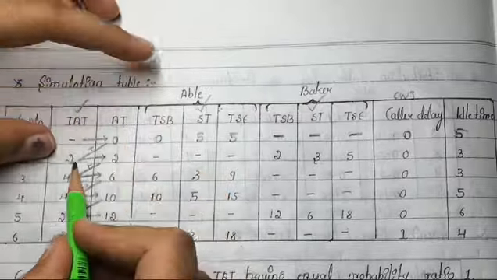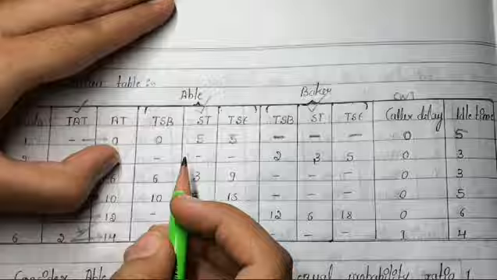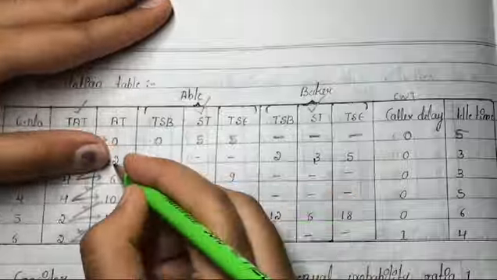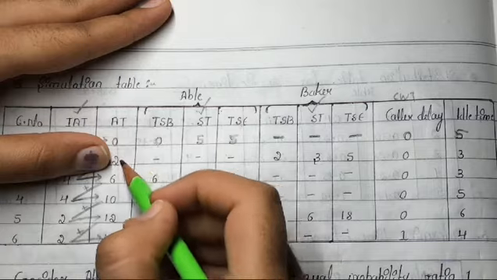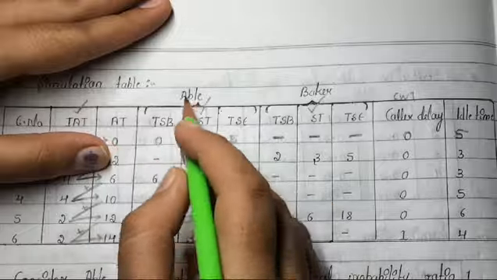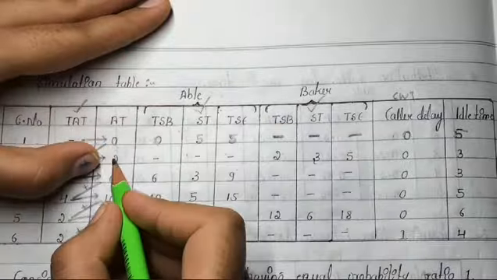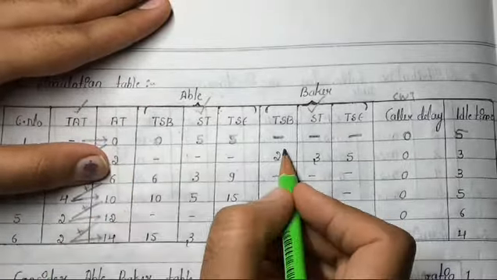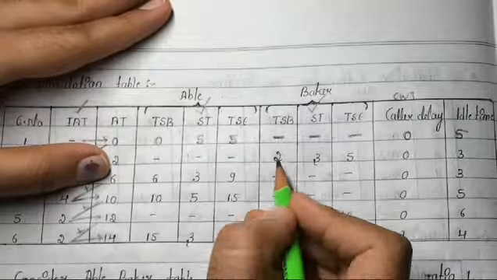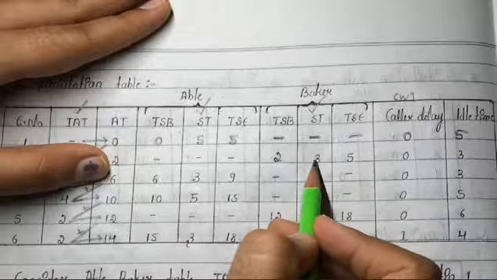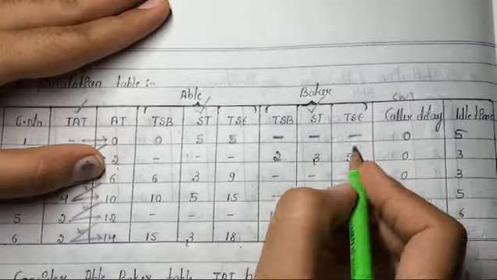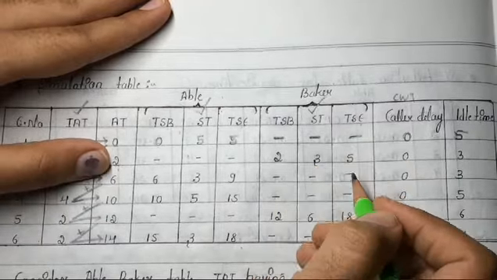Okay, now the second customer arrives at 2. As the first customer is still in process, when the second customer arrives at 2, he checks the first priority, that is Able. He checks whether Able is free. No, Able is not free at 2. So he will move to the second, that is Baker. So the Baker time service begin is 2, so we are writing 2 here, and the service time is 3 for Baker for customer 2, so we are writing 3, and the time service end for the second customer is 5. So we are writing 5.